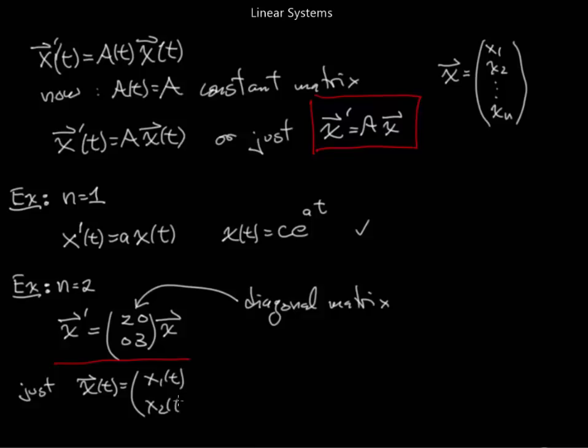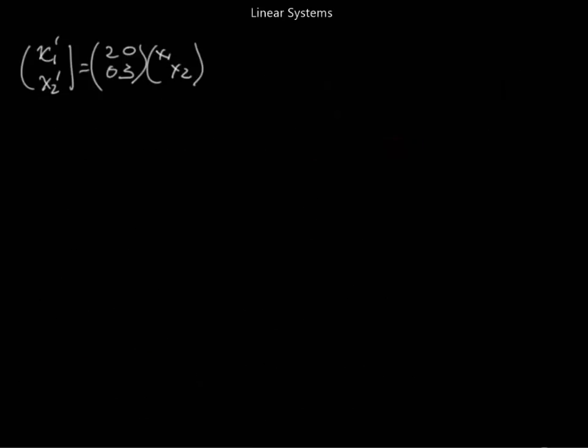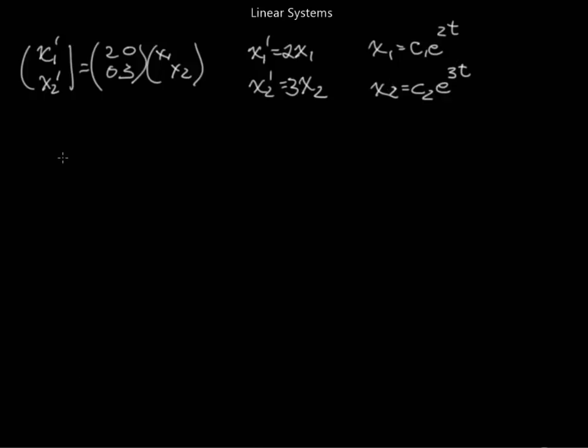If you write it out, x is x1, x2, so the matrix equation is x1 prime, x2 prime is equal to this matrix times x1, x2, and so that's simply the pair of equations: x1 prime is equal to 2x1 and x2 prime is equal to 3x2. x1 and x2 have nothing to do with each other, and so we know the solution is x1 is c1 e to the 2t, and x2 is a constant times e to the 3t.